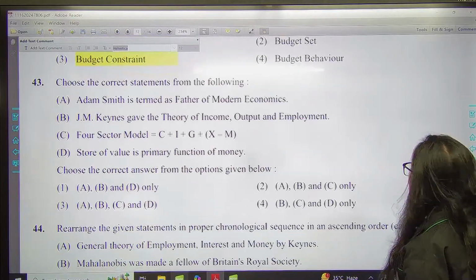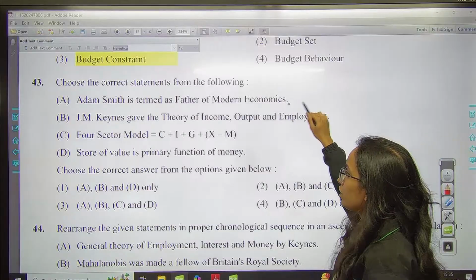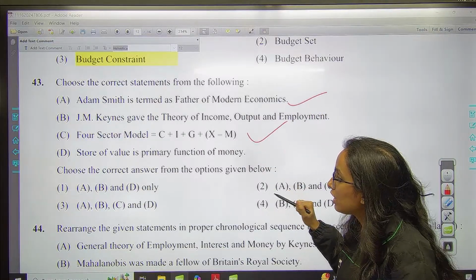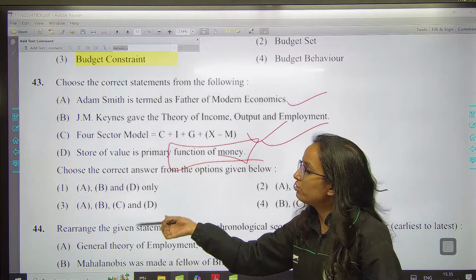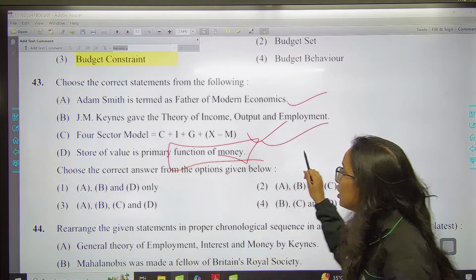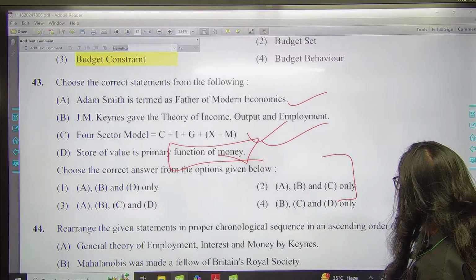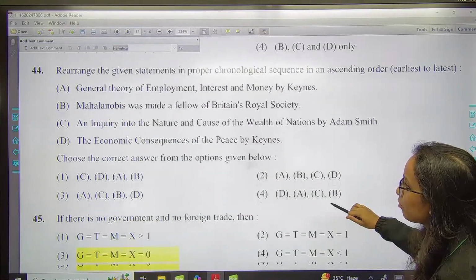Then choose the correct statement. So who is the father of economics? जेम कीन्स का publication कौन सा था? फोर सेक्टर मॉडल क्या होता है, फंक्शन ऑफ मनी क्या है, like store of value is a primary function और सेकेंडरी फंक्शन. So these kind of questions have also been asked. Functions of money is again an important topic.